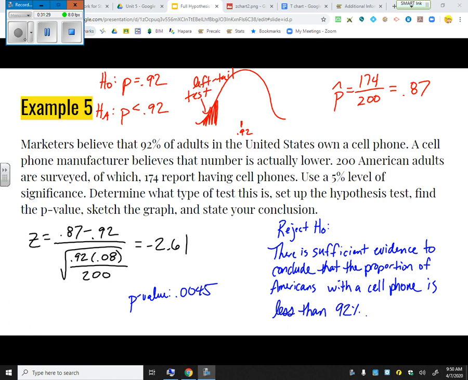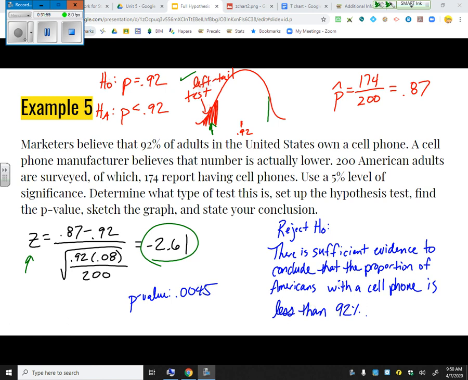I got to reject H naught on this one. A couple things that I want to talk to you about. I forgot to mention what type of test it was on example 4. It was a two-tailed test, and it's just always easier, when you're looking for these p-values on the z-table, if you always use the negative. I know in the last one I had the two-tailed test and I used a negative.